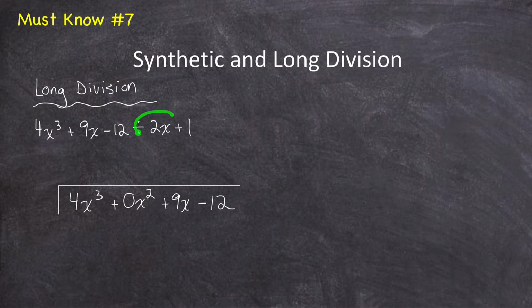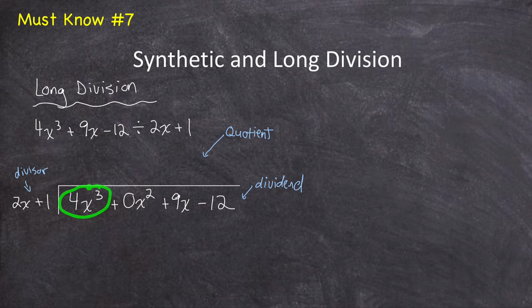And then we write the divisor, the 2x plus 1, outside the table. And our answer, our quotient, is going to go at the top of the table. Now the process for long division with polynomials goes as follows. Step 1, first term of the dividend divided by first term of the divisor.